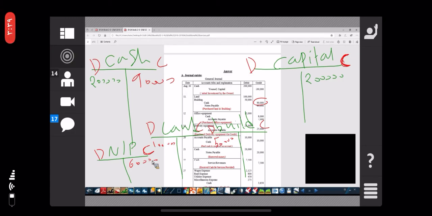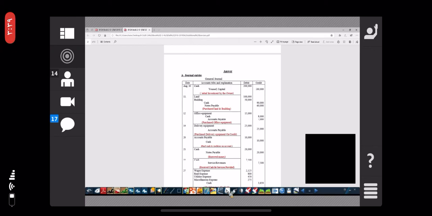We will go to the entry dated 12 August. What did it say? Equipment and cash, account payable. We have a T account for cash. So the T account for cash: cash was 200,000 on the debit side, and 90,000 on the credit side. And now account payable.